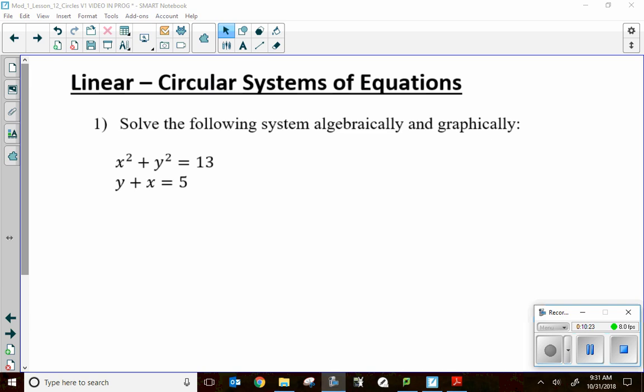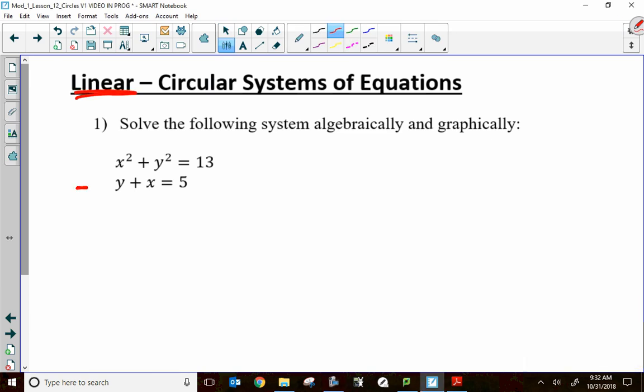So, I'm looking at the problem they gave us. And why is this in the circles lesson? Because we have a linear equation, which is a line, and we have a circular equation, which is the equation of a circle. We're going to solve these by substitution. What do I mean by substitution? I'm going to subtract x from both sides of this linear equation, and I now have y equals 5 minus x.